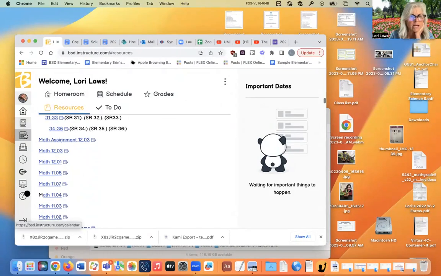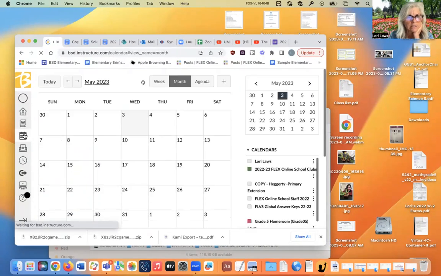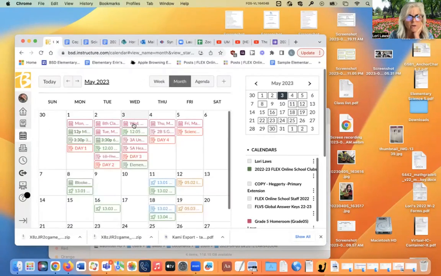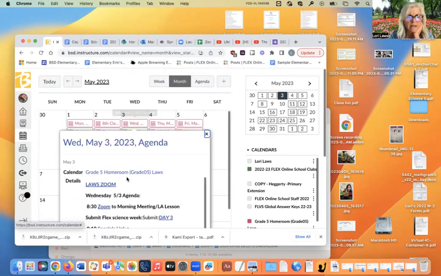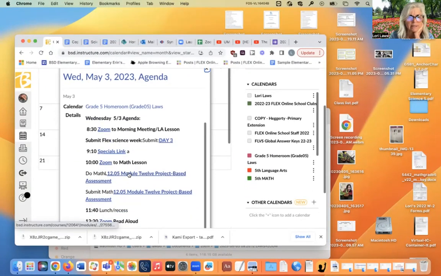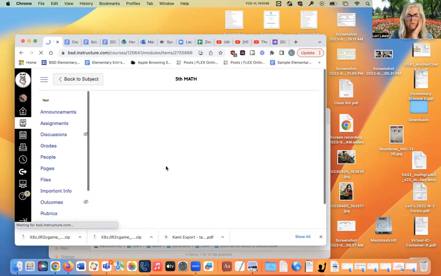Today, we're going to go ahead and go onto the calendar, go to Wednesday, the 3rd, and click on it. And you're going to see that it says we're doing both the lesson and the assignment for a Mod 12 project-based assessment. So let's go to the lesson first and take a look at that.